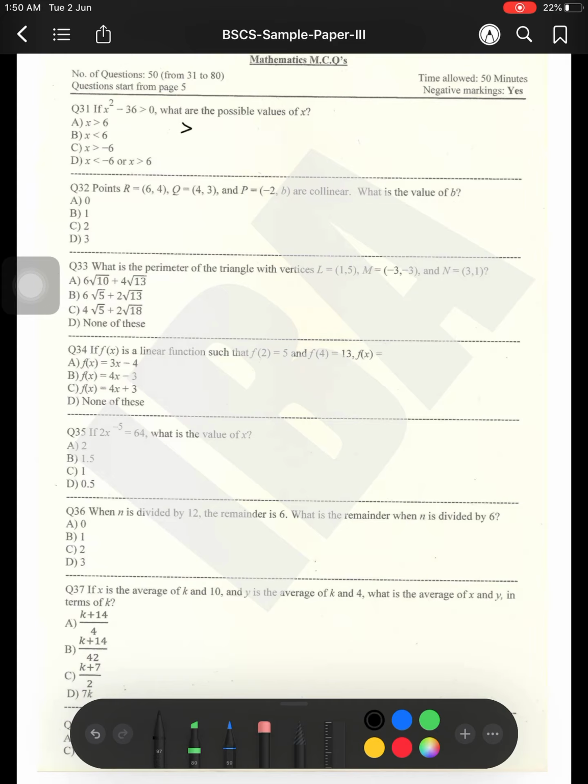So let's get started. This first question, we know that greater than is an OR case, so we know that's going to be D right off the bat.